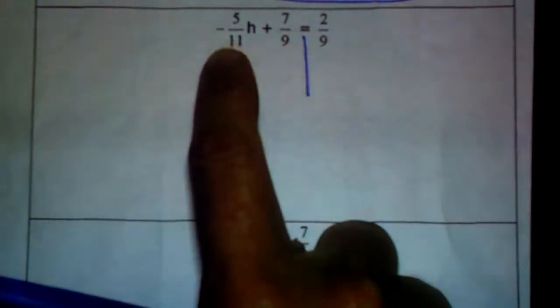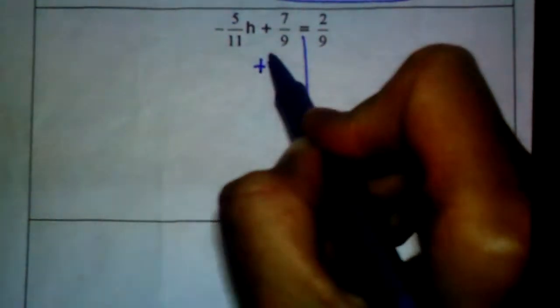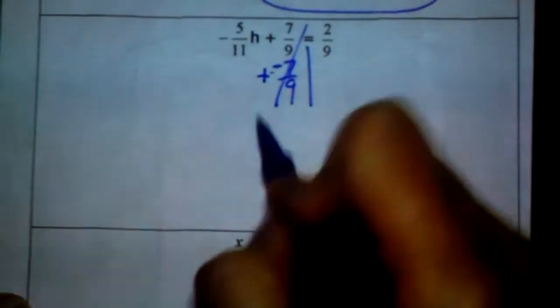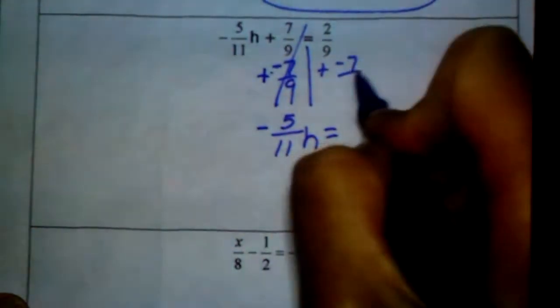So obviously we're starting on the side where the variable is, but we're going to get rid of the constant term first. And the constant term happens to be a fraction. Fractions are numbers too. Let's not discriminate. To get rid of 7/9, we're going to add the opposite of 7/9, which would be a negative 7/9. So those go away. Getting rid of some of these fractions, that's a good thing. So I'm left with negative 5/11 h. I have to add a negative 7/9 to this side.